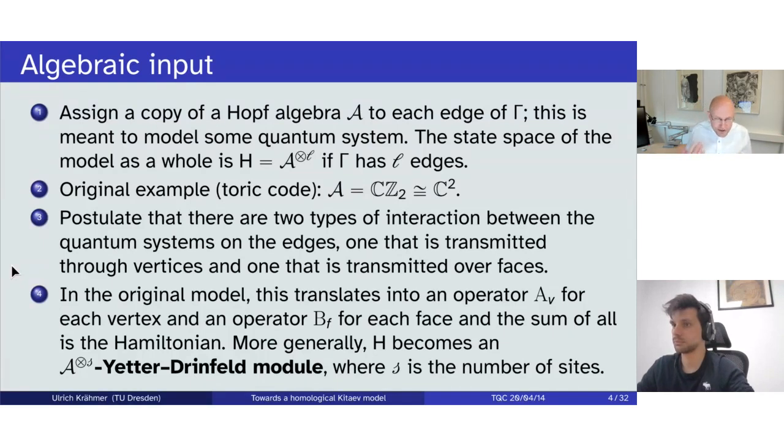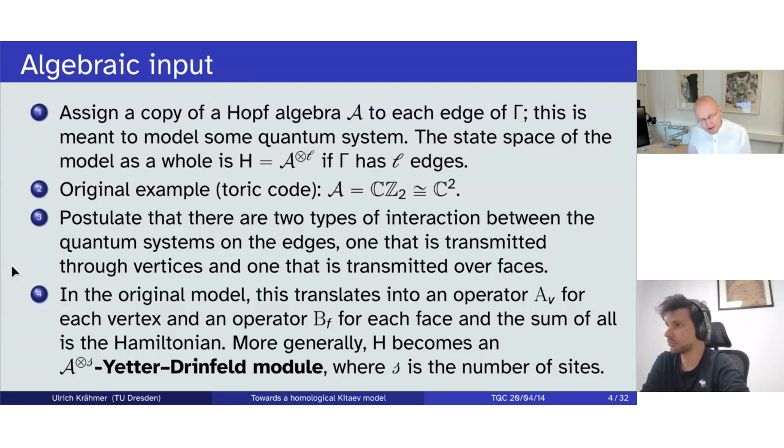Now, in the original toric code, when the Hopf algebra is just the group algebra of Z2, things boil down to a kind of more elementary quantum mechanical situation where you say that to every vertex of my graph, I have associated an operator on that big Hilbert space H, and also to every face, I've associated an operator that acts on this big Hilbert space.